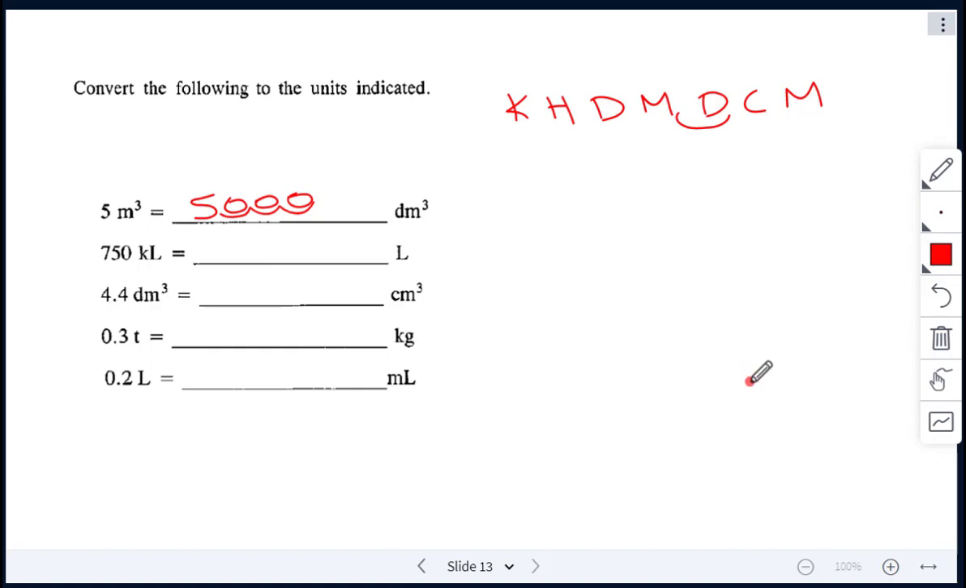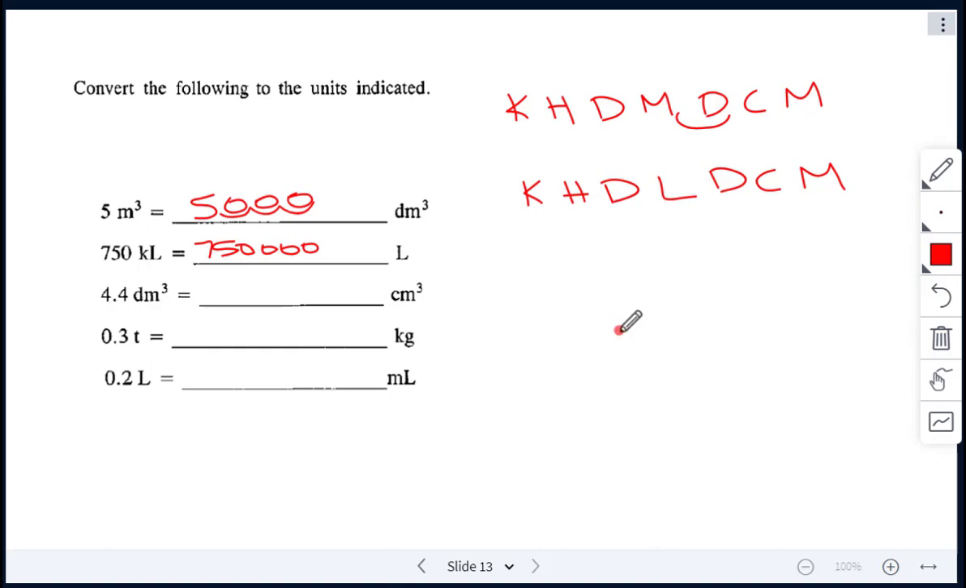Next, we have 750 kiloliters, and we're going to change it to liters. So you can do this similarly here. We'll just change this to liters. You can use this method where you're going from kiloliters to liters. So you're moving 3 places to the right. So our answer is 750, 3 to the right, so fill in the 3 zeros. Our answer is 750,000 liters.